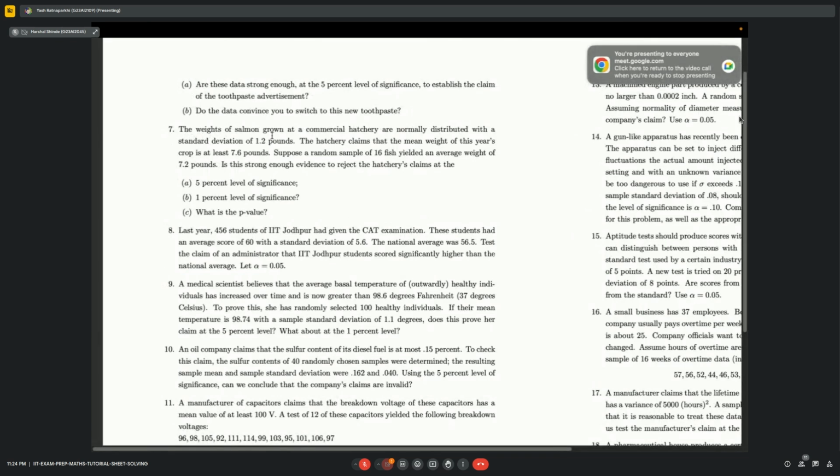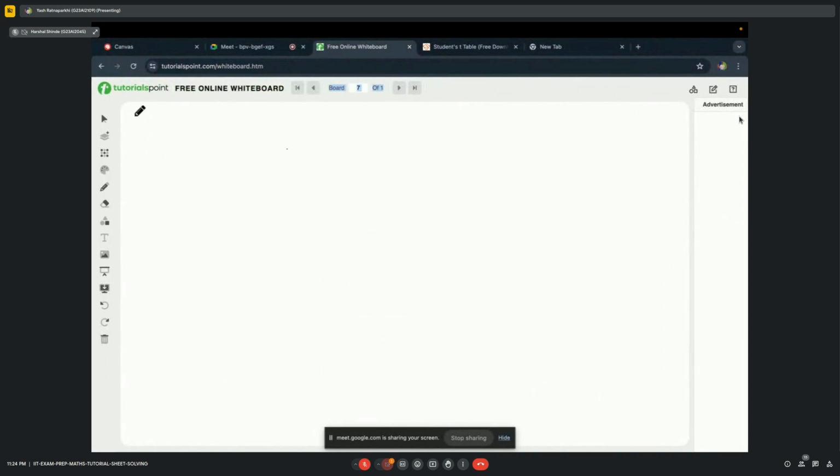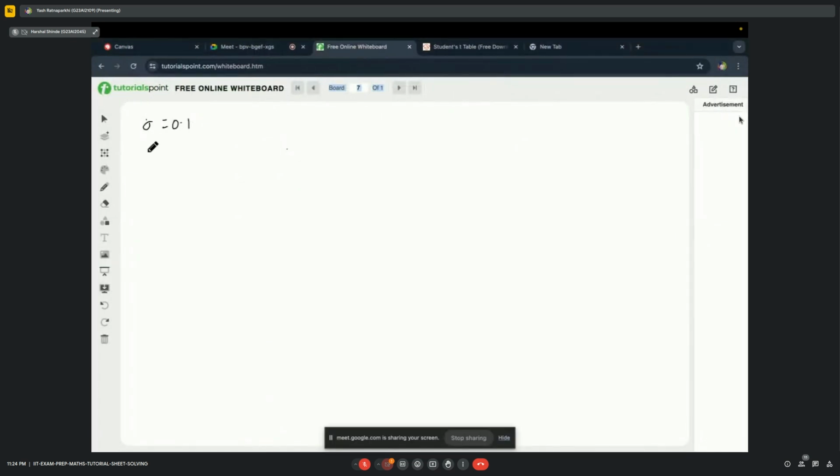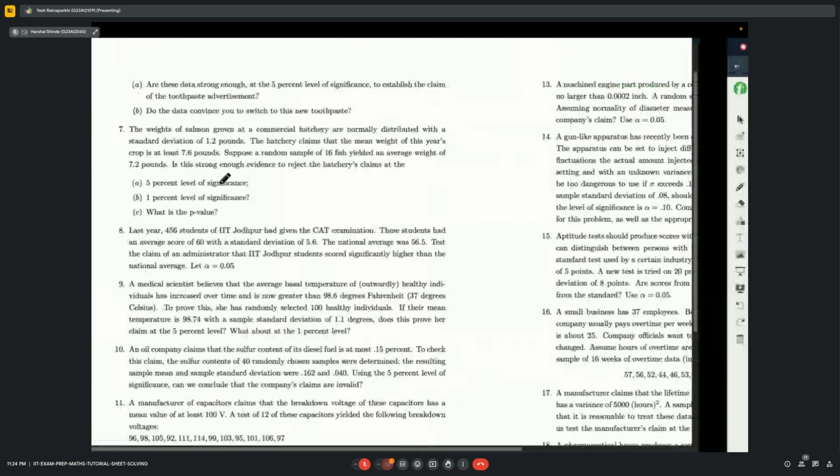Let's start with this question. It says the weight of a salmon grown at a commercial hatchery are normally distributed with the standard deviation of 1.2 pound. Ma'am, what do we have in the data? Sigma. Yes, sigma is 0.1. Correct. Now it is asking, the hatchery claims that the mean weight of this year is at least 7.6 pound. So what will be the null hypothesis? Greater than equal to 7.6. And what will be my alternate hypothesis? It will be less than 7.6. Correct. It's a one tail case.